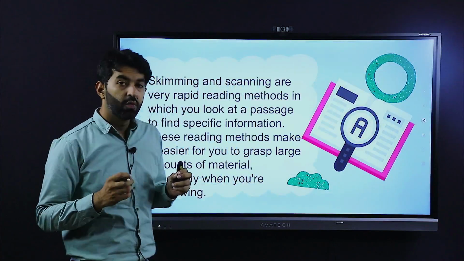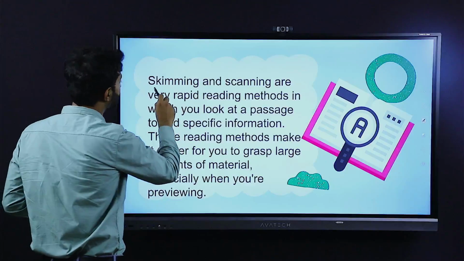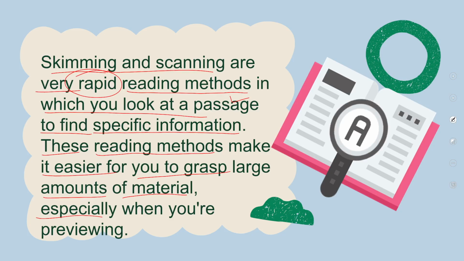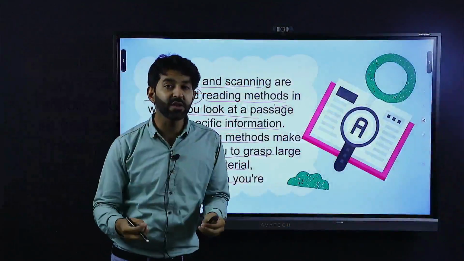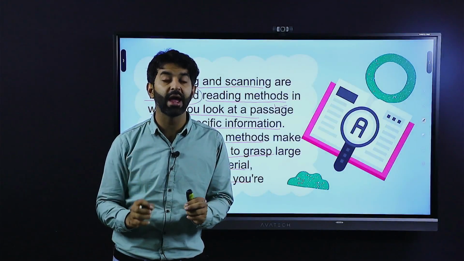Now, we talked about scanning, which is a technique. Let's see these two together. Skimming and scanning are very rapid, meaning fast, reading methods in which you look at a passage or any text to find specific information. These reading methods make it easier for you to grasp a large amount of material, especially when you are previewing. So these strategies, these techniques, are used in reading in order to get to the right thing that we are finding quickly and easily.